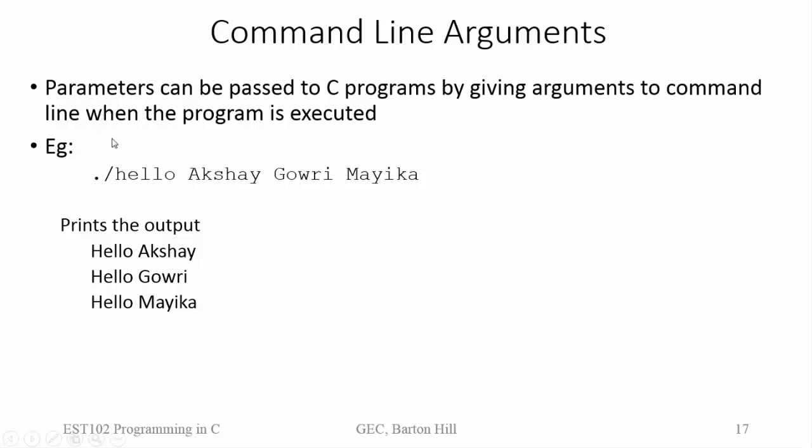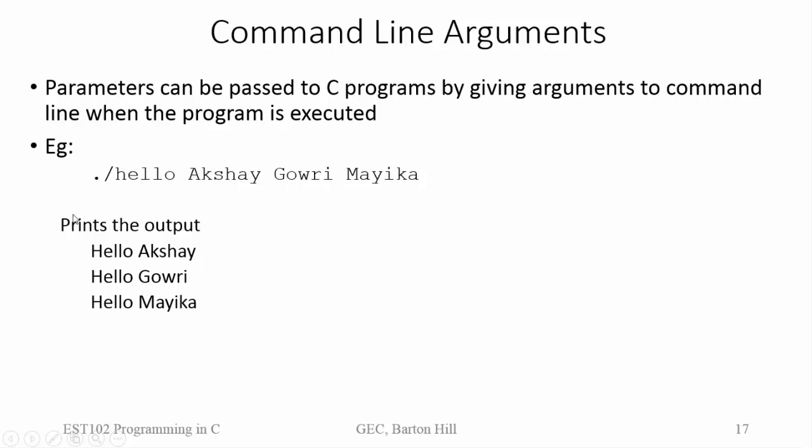So consider that I have the program hello.c, I have compiled it, and I have the object code inside the file hello. Then we will run that program using ./hello, and together with that command we can also provide some arguments on the command line. Those arguments are called command line arguments. For example, here I am providing the arguments Akshay, Gauri and Maika with the program ./hello, and it will print hello Akshay, hello Gauri and hello Maika.